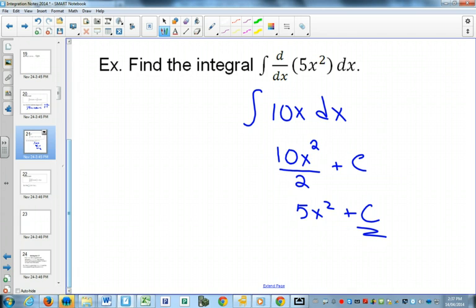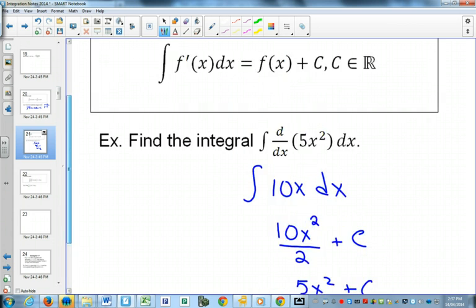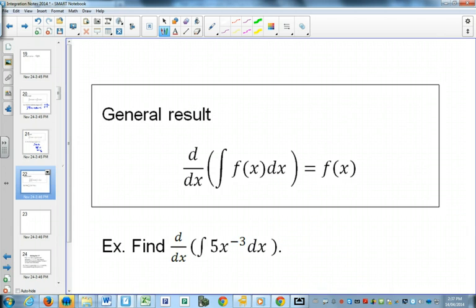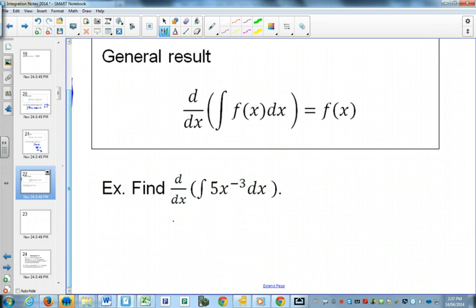What would happen? Yeah, it's going to just cancel out. And that's what this general result says here. If you do the integral of a derivative, you get what you started with, and then plus c. If you do it the other way, if you do the derivative after the integral, look what happens. Again, we'll do it step by step.